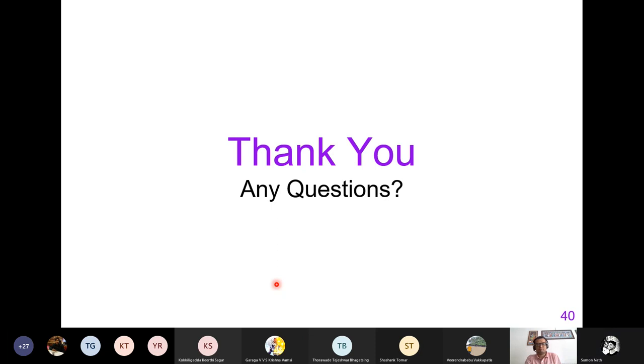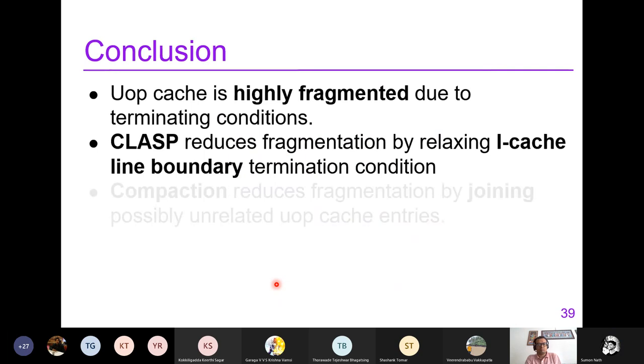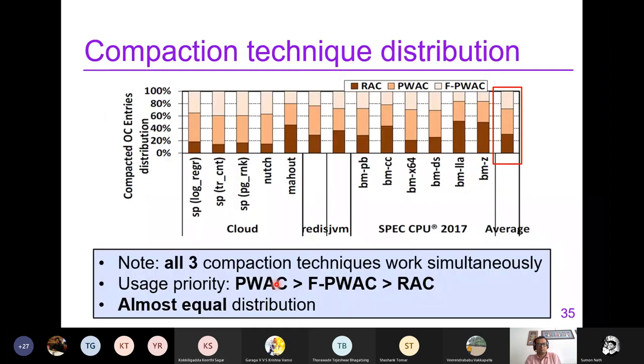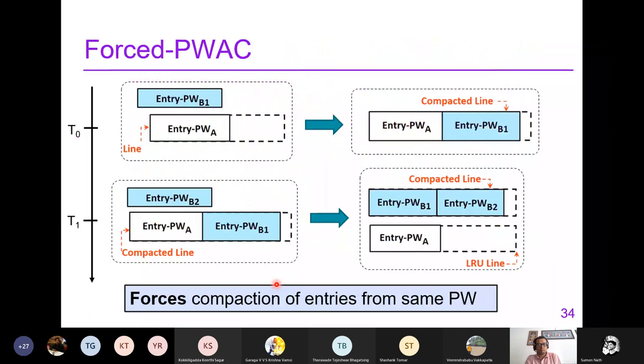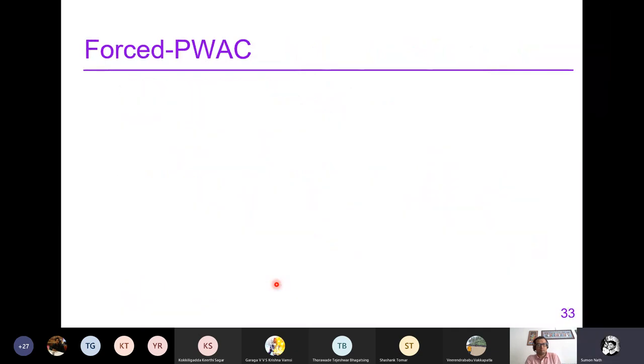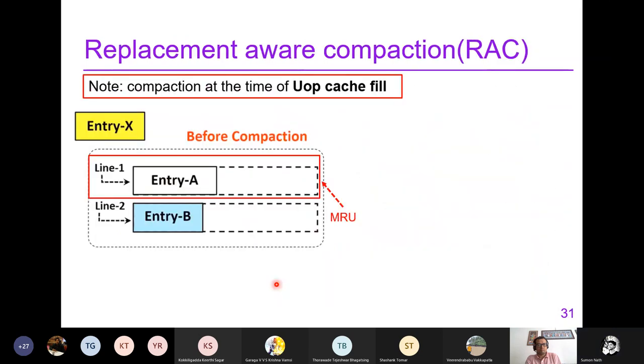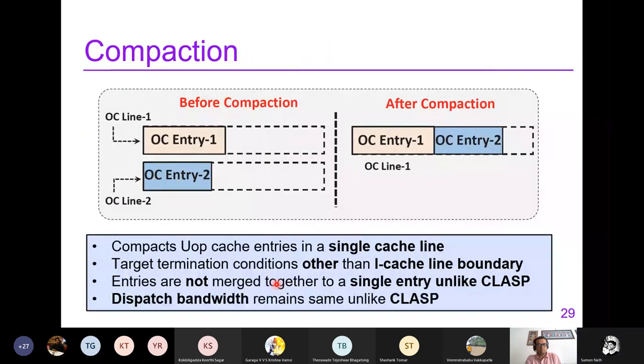Yes. When you are compacting two micro-op cache entries, I would like to know how you take care of the pointers and all, because now when you have decided to compact, they otherwise would have been two different entries. Yes, so they will have two different tags. Now you would have some common tag to see both these entries. For example, in slide number 29, OC entry 1 and OC entry 2 have to be pointed to using the same tag. So how do you access OC entry 2? How do you know which to access?